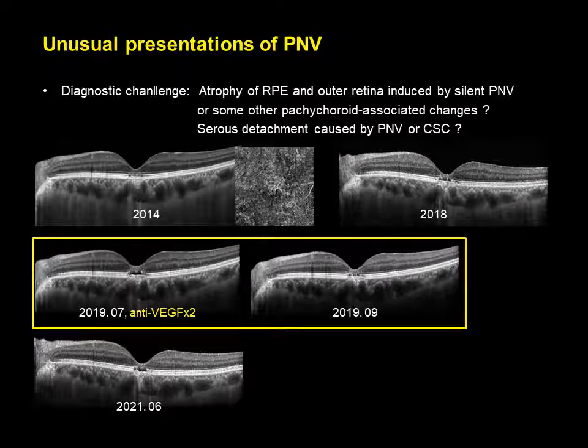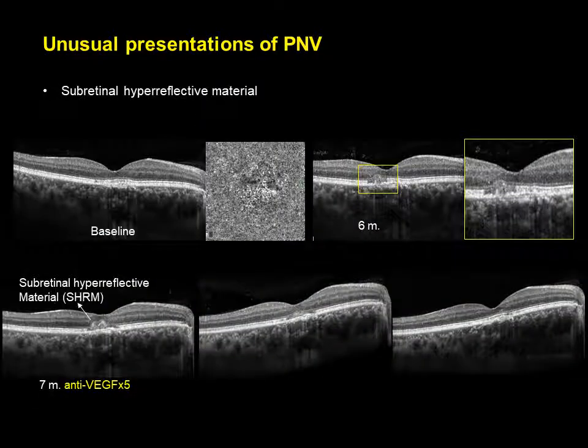Over a 7-year follow-up period, the lesion has been relatively stable. At some time point, the height increased and decreased again after anti-VEGF injections. This might be evidence that PNV with low activity contributed to the SRF at that time. In this case, you can see subretinal hyperreflective material which responded well to anti-VEGF treatment. I think this is a somewhat unusual manifestation for pachychoroid neovasculopathy.